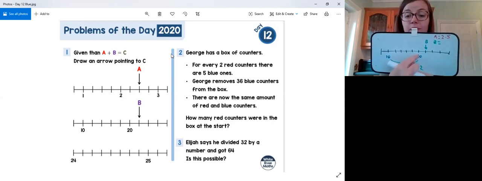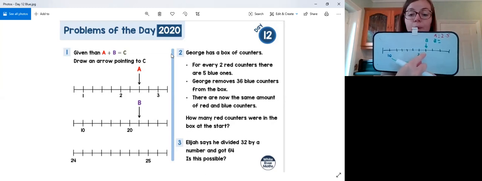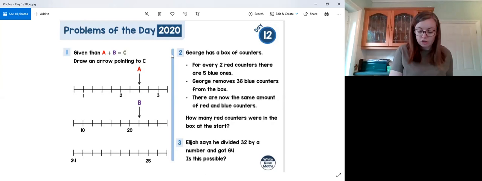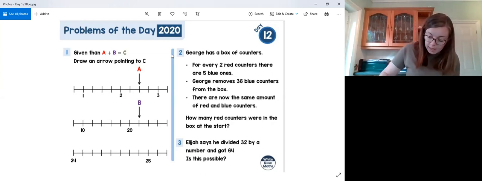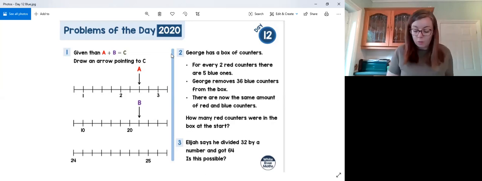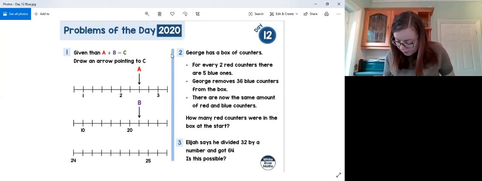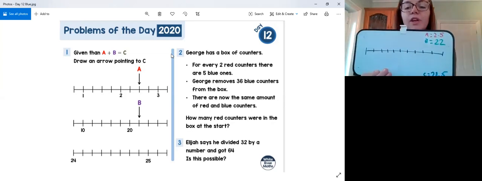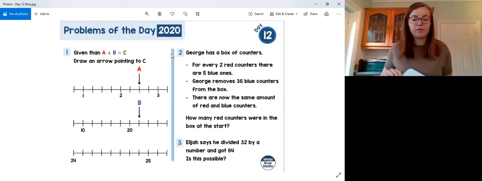So if we keep counting in our 2s, B, we now know, is worth 22. So A was worth 2.5, B is worth 22. So do we now know what C is worth? Well, we can add them together and figure out that C must be worth 24.5. So C is worth 24.5.